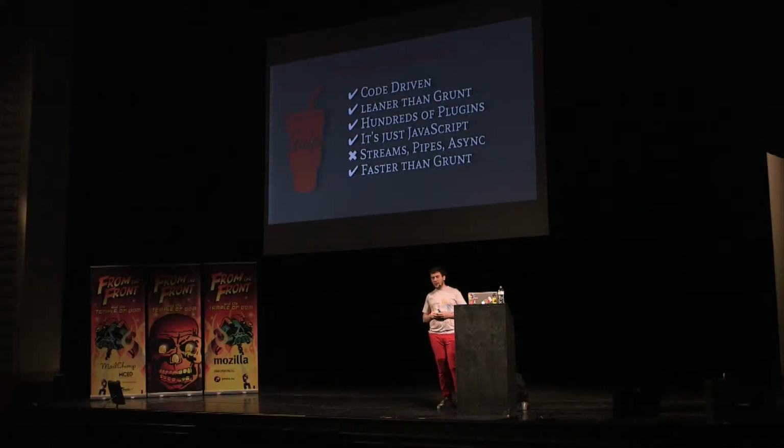But gulp is faster than Grunt. And that's because Grunt tasks start and end, and they read and write from the disk every time. And that's very I/O intense. Whereas gulp does everything pretty much in memory. And that's thanks to using streams and pipes. So you're able to take a file, change it a little bit, and write it to disk again. Or maybe instead of writing to disk right away, you change it some more and then you write to disk. So it's way faster that way.